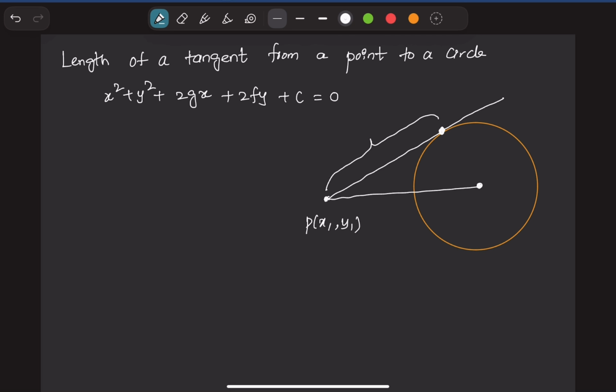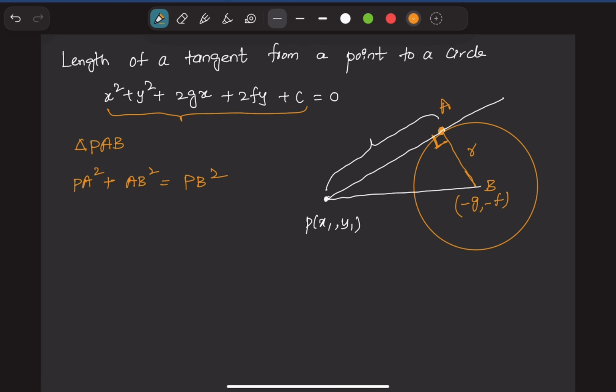Now this is the equation of the generic circle that you have. So from that, the center can be written as minus g comma minus f. Since this is radius and this is tangent, this angle will be 90 degrees. And this is radius. So let us say the point of tangency is A, and the center is B. Now we can apply Pythagoras theorem in triangle PAB. So it says PA square plus AB square is equal to PB square.